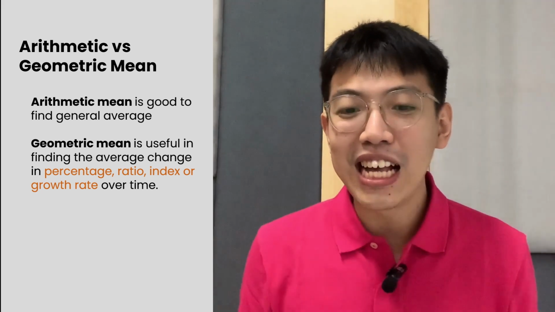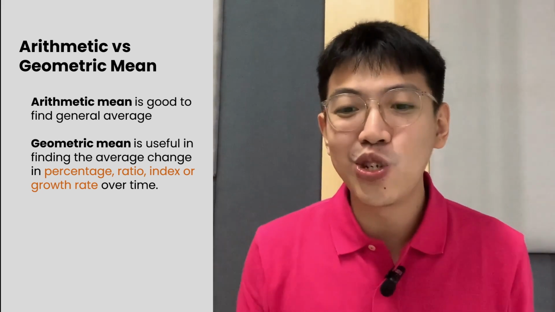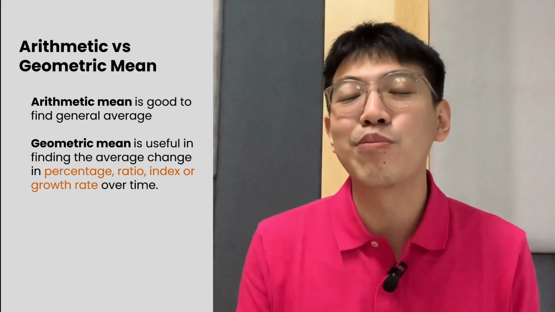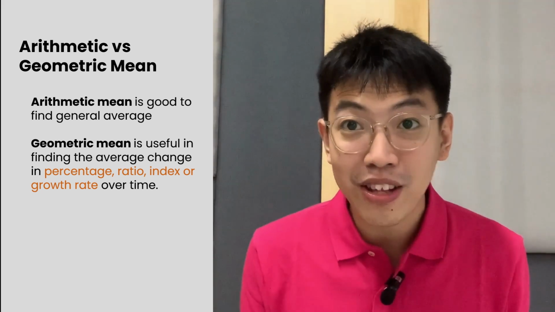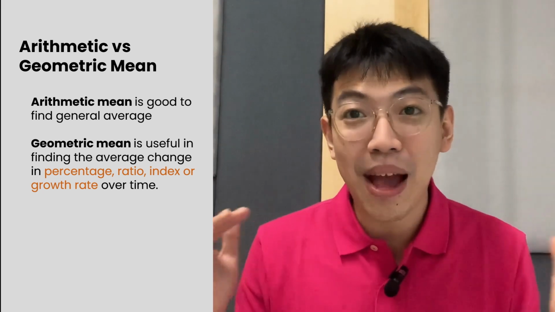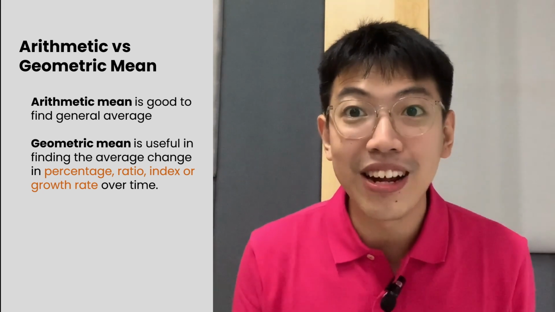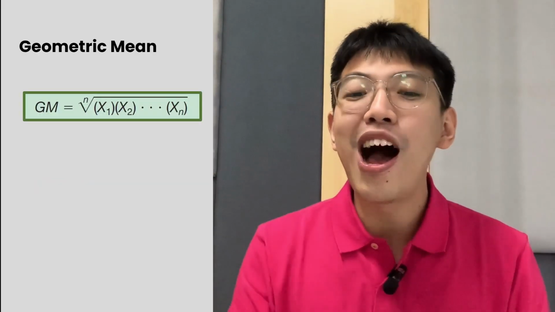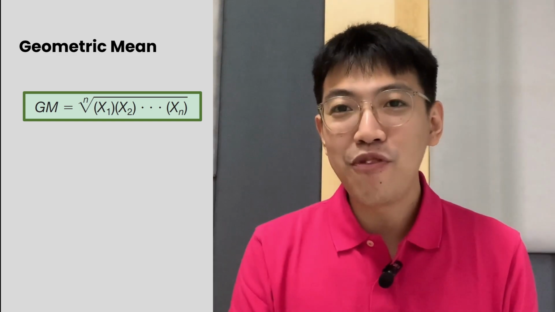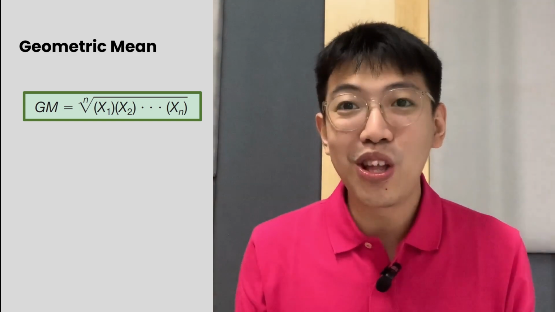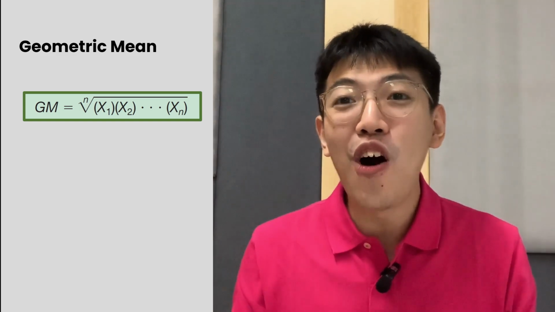So, if the data is in the form of percentage, ratio, index, or growth rate, it's better for us to use geometric mean because it can dampen the effect of outliers. This is the formula of geometric mean. Geometric mean formula is the nth root of the multiplication of the data.